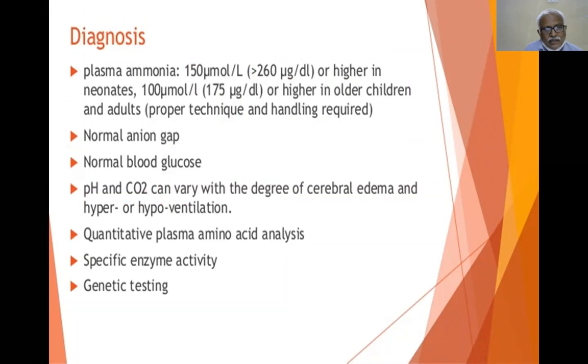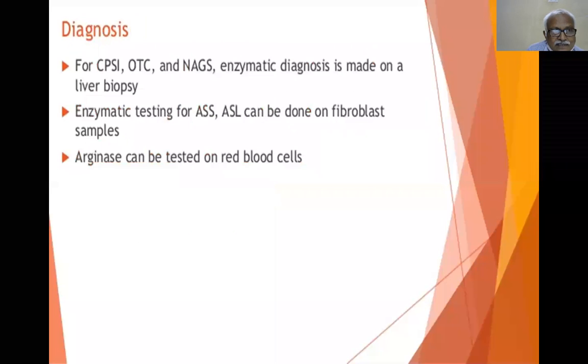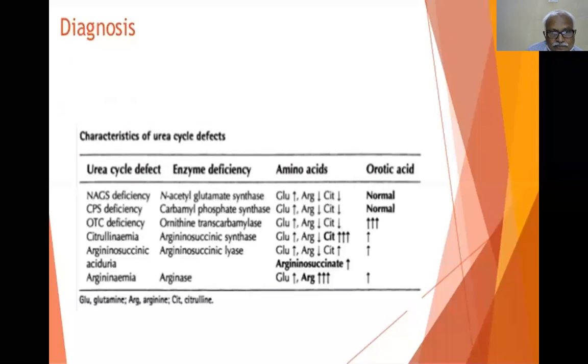Normal anion gap, normal blood glucose, pH and CO2 can vary with the degree of cerebral edema, hyper or hypoventilation, quantitative plasma amino acid analysis, specific enzyme levels, genetic testing. For CPS1, OTC and NAGS, enzymatic diagnosis is made on liver biopsy. Enzymatic testing for ASL can be done on fibroblast samples. Arginase can be tested on red blood cells. So this is the characteristics of urea cycle defects.